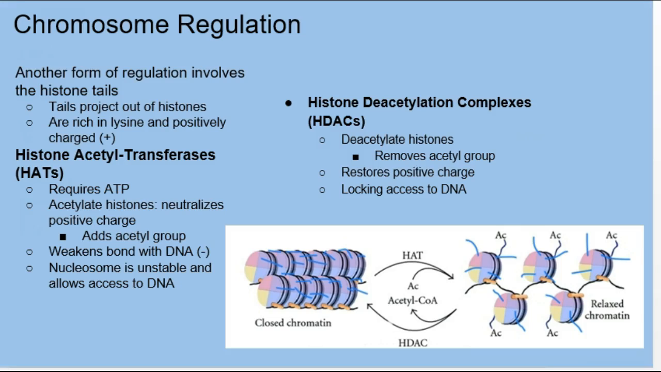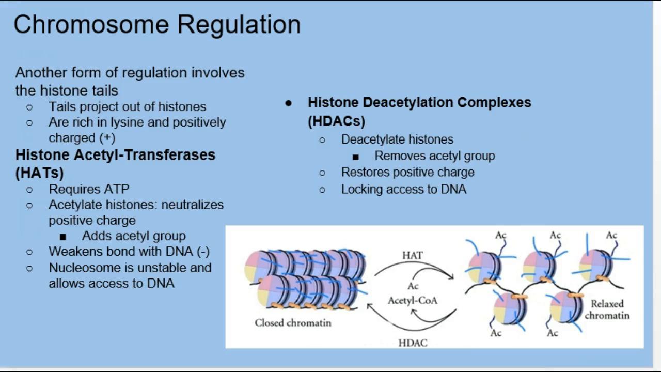The opposite of that is the use of histone deacetylation complexes, or HDACs. These deacetylate histones by removing the acetyl group, which restores the positive charge on the nucleosome and blocks access to DNA, because since DNA is negative, it's more attracted to the positive charge, which keeps it closed and tightly bound.